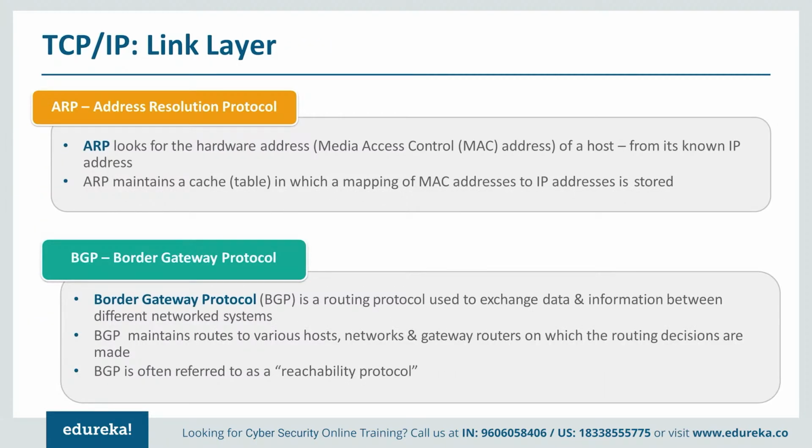ARP is the address resolution protocol. It is one of the protocols used to identify network devices and get them registered on a network. BGP is the border gateway protocol. It's simply a routing protocol between networks. BGP is highly used.